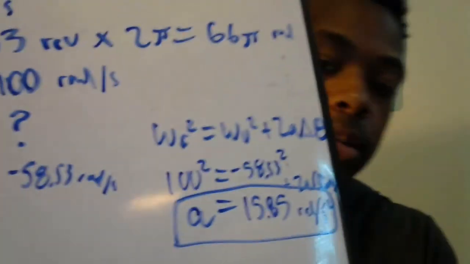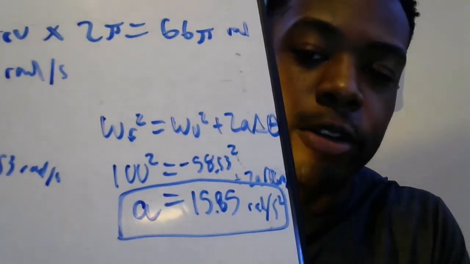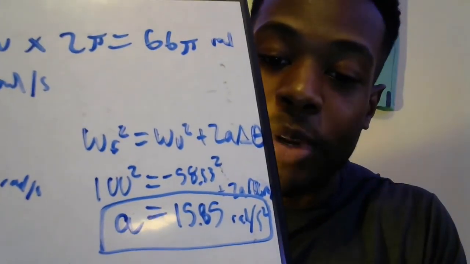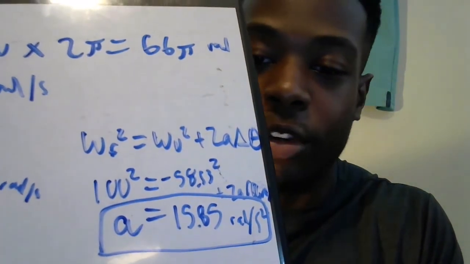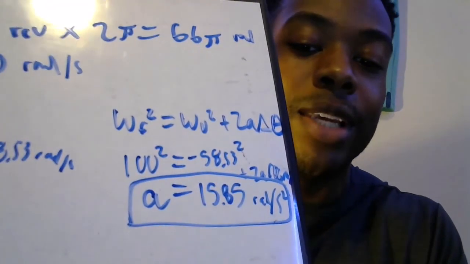I got 15.85 radians per second squared as my final, constant angular acceleration. That should be the answer. If that's not what you got, redo it, look at your math again, but we've got 15.85 radians per second squared.